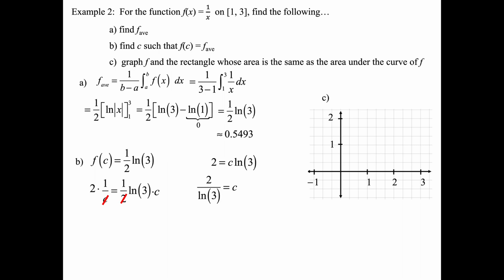So my c value, this is the exact value. If they wanted a decimal representation, it's 1.8205. Part c, okay, here comes the graph. Graph f and the rectangle whose area is the same as the area under the curve. So if you wanted to go to 1 over x and get some points, here's my curve. I have a point at (1, 1).